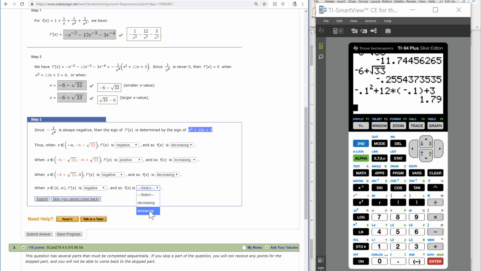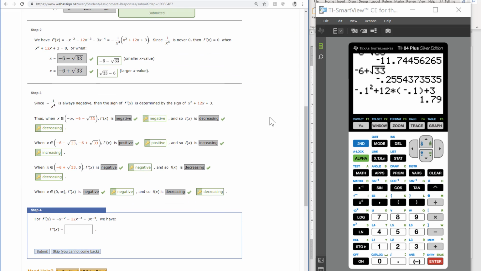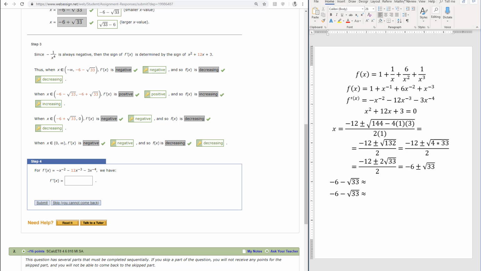So the derivative is going to be negative, and so the original function would be decreasing. All right, so we figured out when things are increasing and decreasing. So now let's go back over here and take a look at something that happened here. Let's take a look at the second derivative.